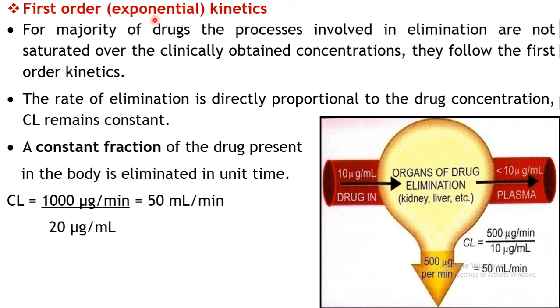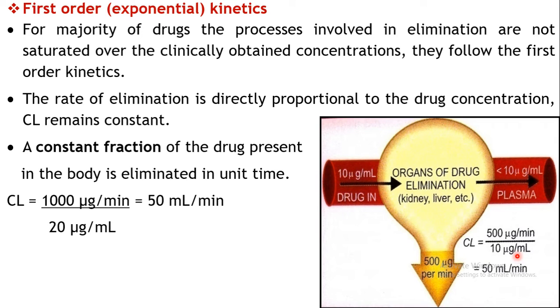Rate of elimination in this particular case is directly proportional to the drug concentration. So this rate of elimination is proportional to the plasma concentration. As you change the plasma concentration, the rate of elimination will change proportionately. It is directly proportional. That means what? In this case, as we have seen earlier, it was 50 ml per minute when the plasma concentration was 10 micrograms per ml.